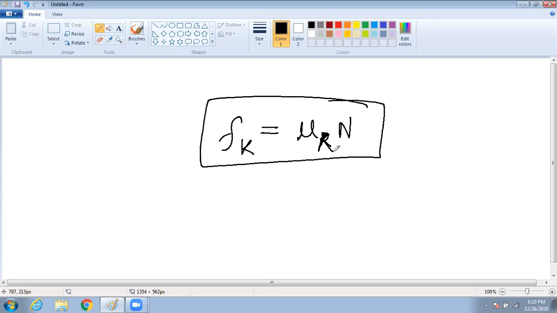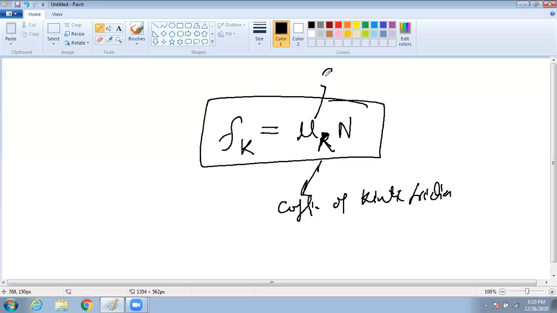Fk is mu k into N. What is mu k? Who will tell what is mu k? Mu k is the coefficient of kinetic friction. Perfect. Coefficient of kinetic friction. It's a constant. But it's a constant for what? It will depend on the surface.